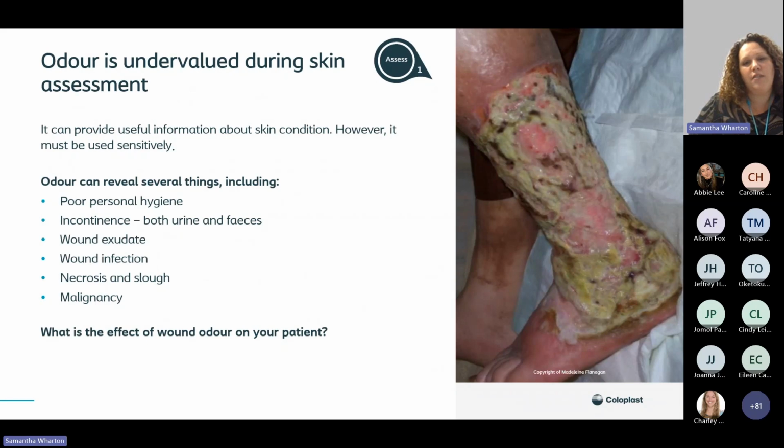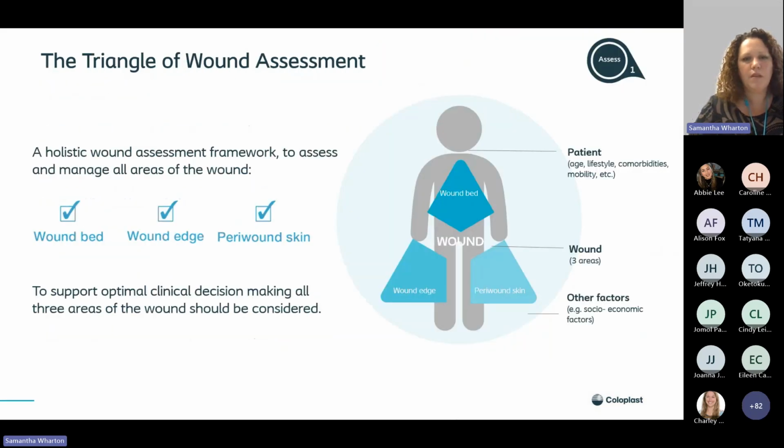Also, that wound exudate that has an odor, and if there's wound infection, again talking about Pseudomonas, it's got that very distinct smell, and wounds will become more odorous with infection. If there's that necrotic, sloughy tissue sitting in a wound, again, that will be making that odor worse. And malignancy, again, has a very distinct smell, and can be very distressing to patients. So we need to address this when we're looking at assessment of patients.